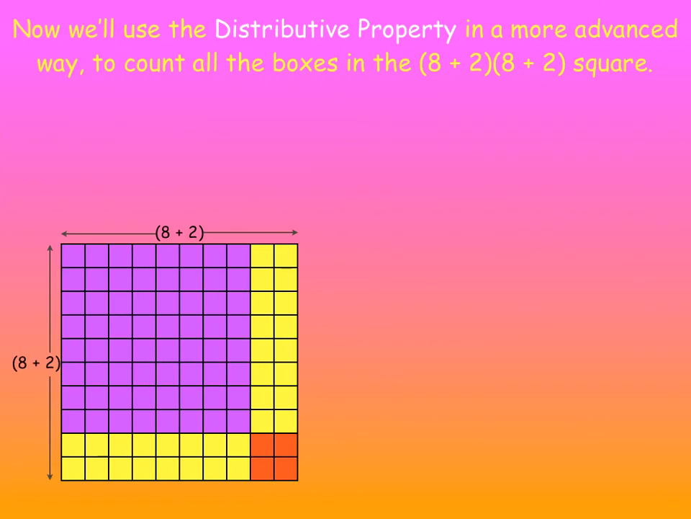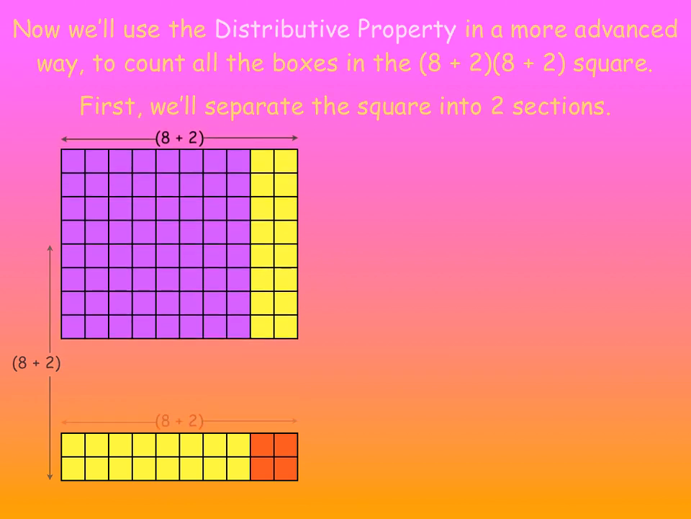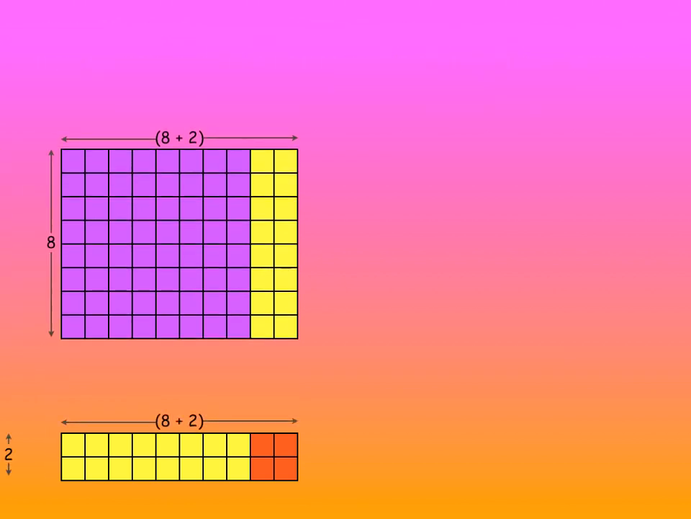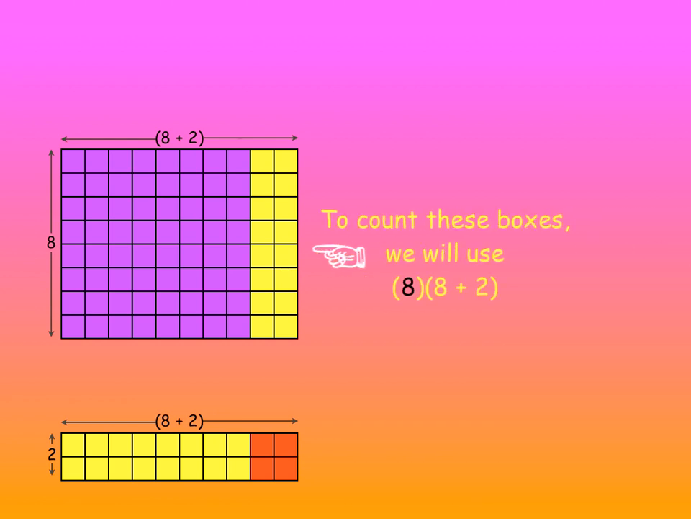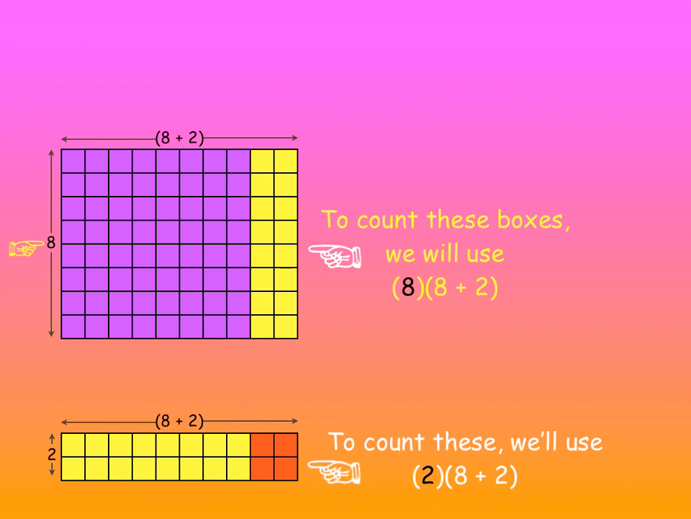Now, we'll use the distributive property in a more advanced way to count all the boxes in the 8 plus 2 times 8 plus 2 square. First, we'll separate the square into two sections. Let's change the picture a little bit here. There. So now, to count these boxes on the top, we will use 8 times 8 plus 2. And to count these boxes on the bottom, we'll use 2 times 8 plus 2.